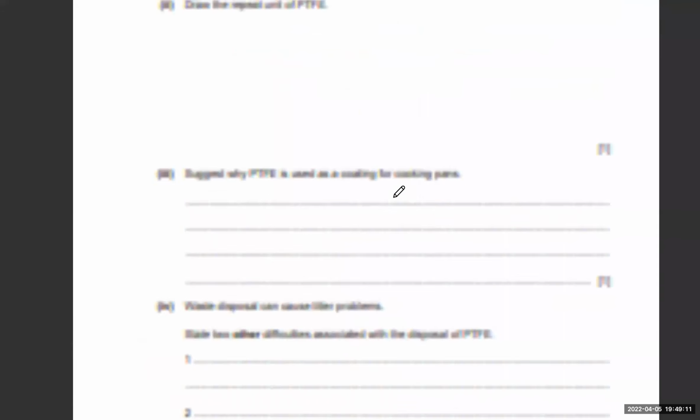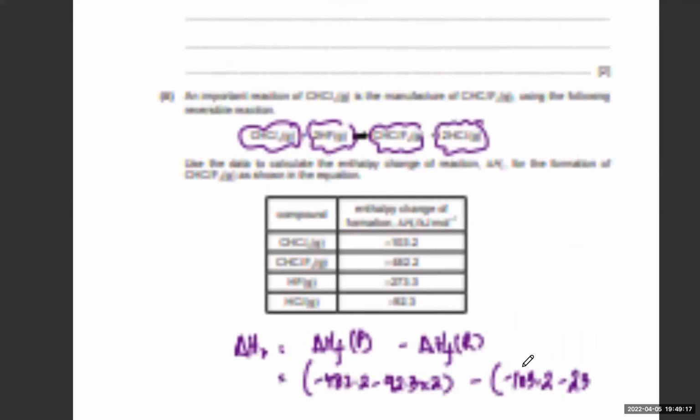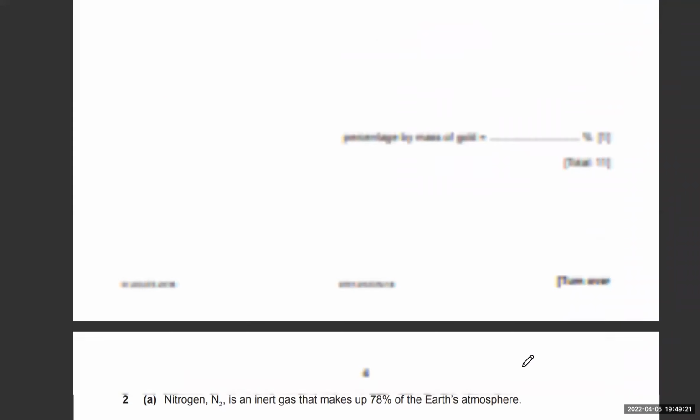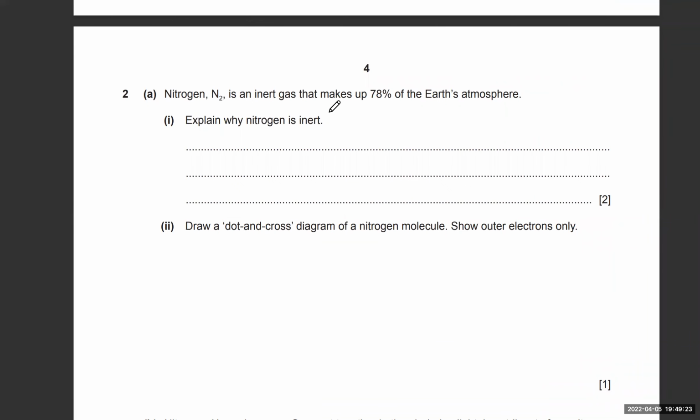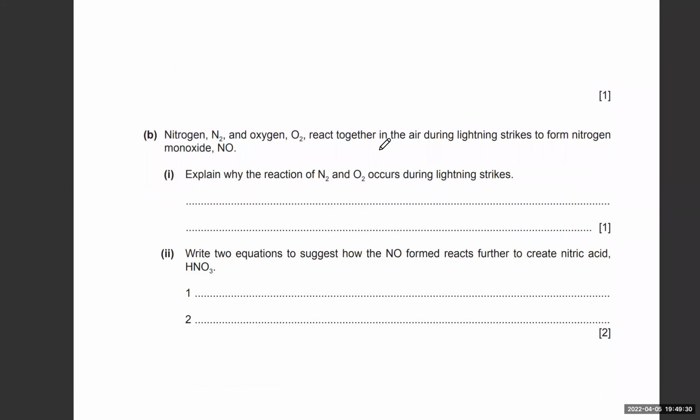अच्छा उसका कुछ रह गया था नहीं. अच्छा, what about this one? Explain why nitrogen is inert. It's inert because it's got a triple bond. Why do N2 and O2 react during lightning strikes? Because lightning provides the activation energy.